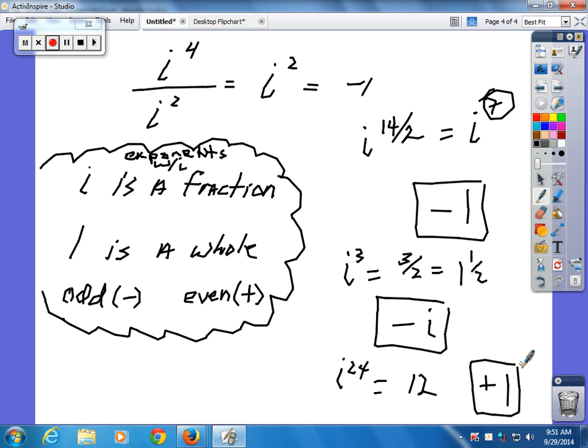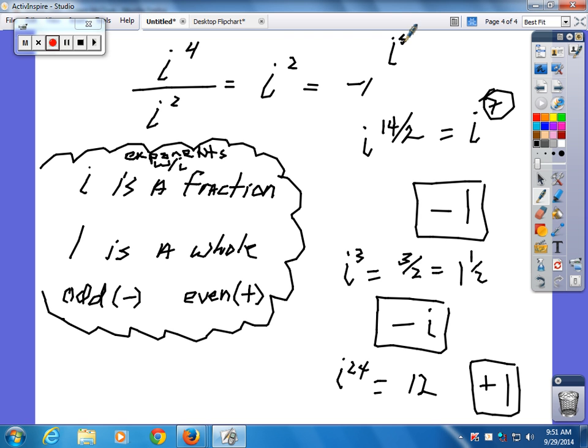Let's see, we got negative 1, positive 1, negative i, and what's i? Well, i would be even, but a what? Fraction. So even and a fraction would be like, let's go with i to the 7th. No. I'm thinking an even fraction would be 2 and a half. Yeah, 5. Let's go with i to the 5th.